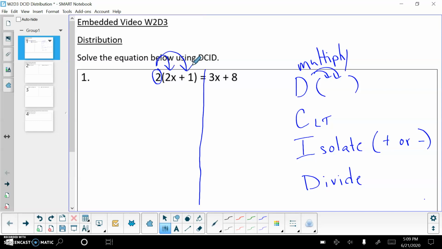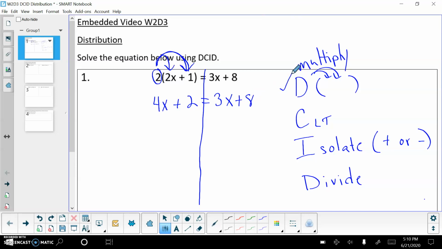I have to do 2 times 2x, which is 4x, since 2 times 2 is 4, and the x comes with it. And then I do 2 times 1, which is just 2, so then I have plus 2. On the right-hand side, there's no parentheses, so there's nothing to distribute or multiply, so I'm just going to write it down. Now that's the distribute step, and we've done it.